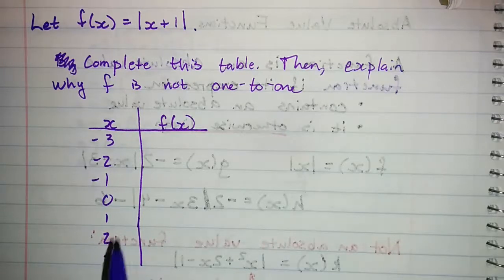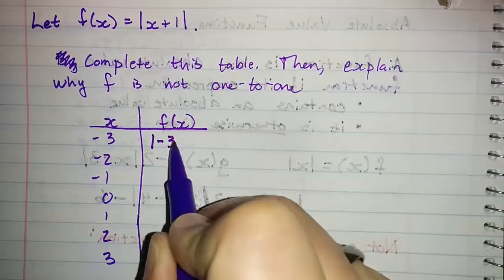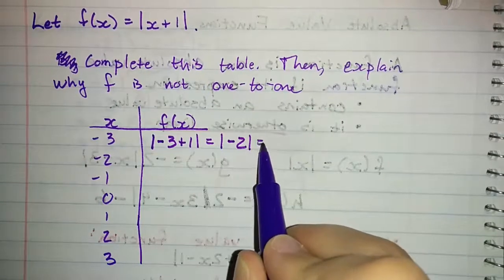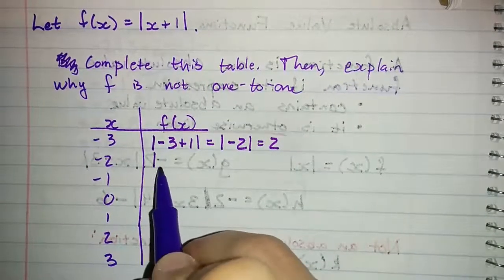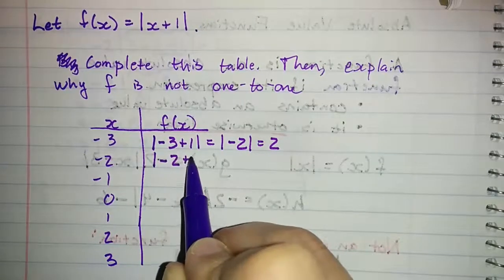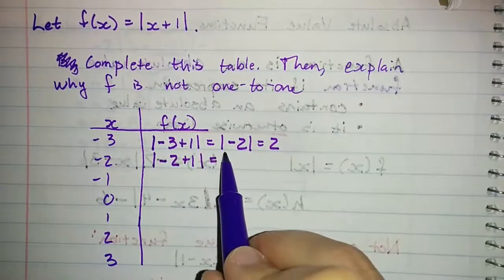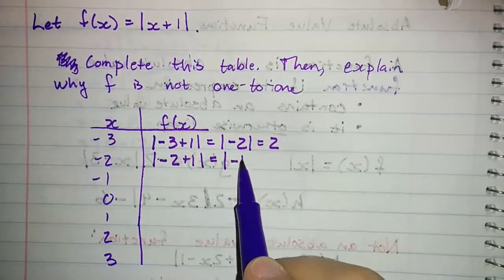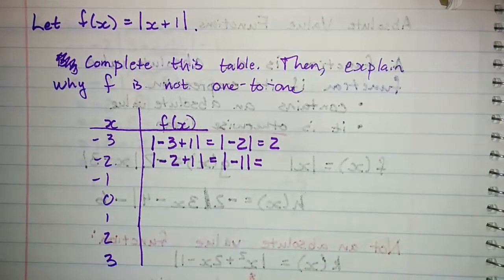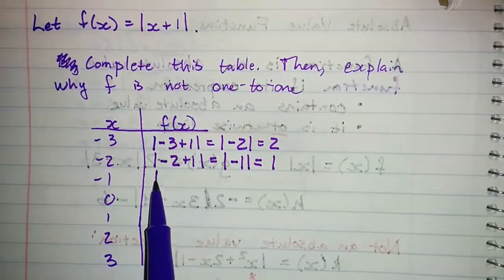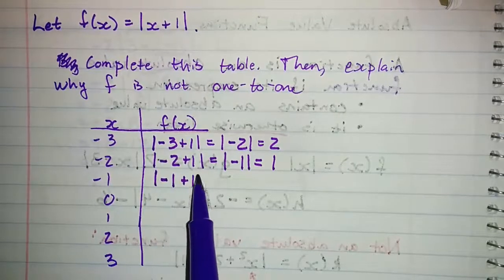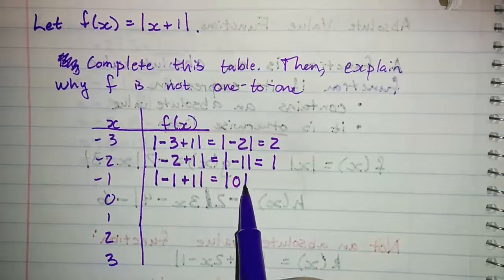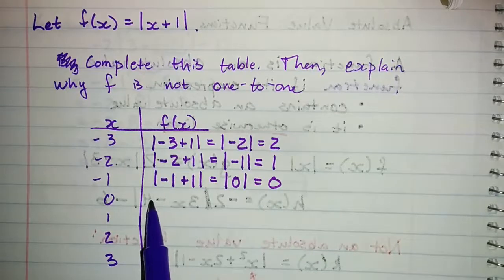Okay, let's fill in the table first. Absolute value of negative 3 plus 1. That'll be the absolute value of negative 2, which is 2. Absolute value of negative 2 plus 1. That'll be the absolute value of negative 1, which will be 1. The absolute value of negative 1 plus 1. That'll be the absolute value of 0, which is 0.